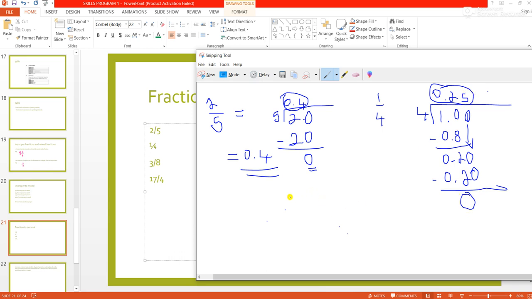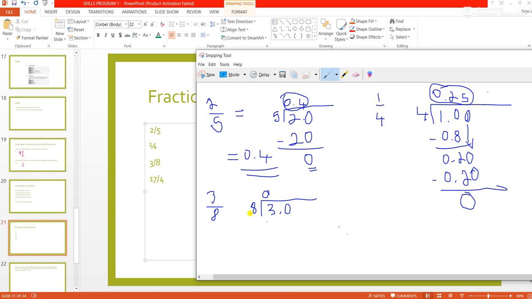So let me do the last example, which is 3 over 8. So 3 over 8, 8 will be outside. On our long division, we've got our 3. Okay, so how many times does 8 get into 3? 0 times. We need to include a 0 also. Again, how many times does 8 get into 30?